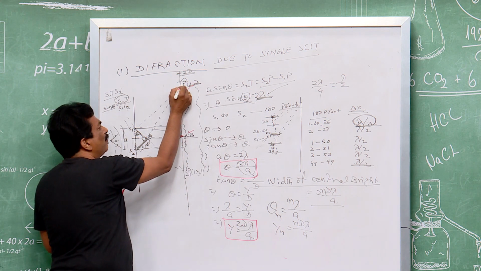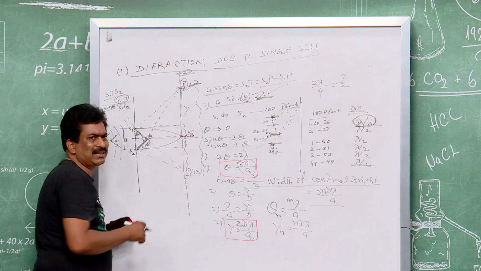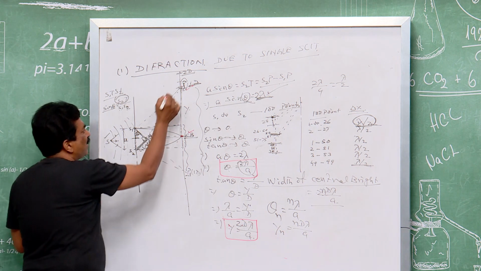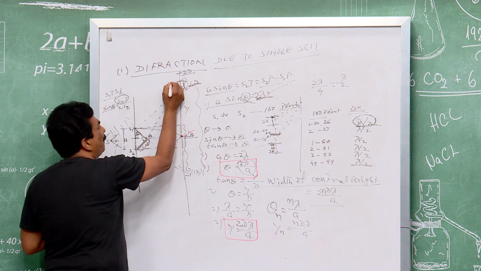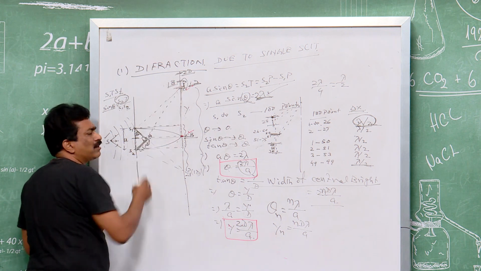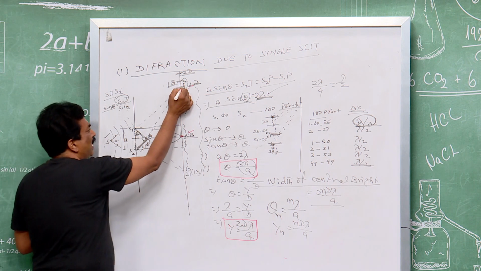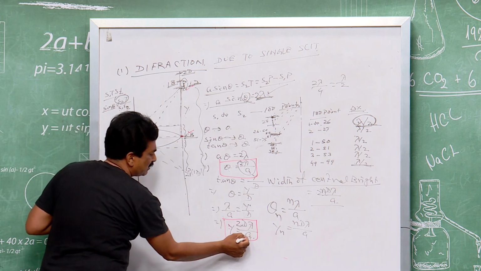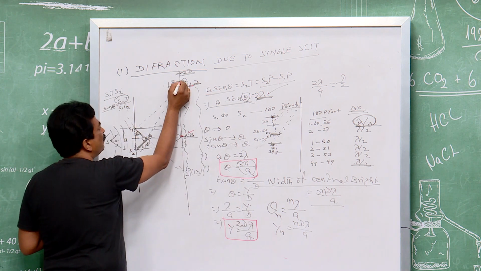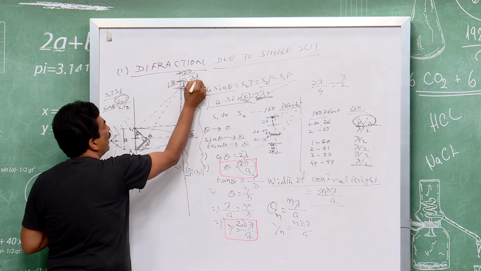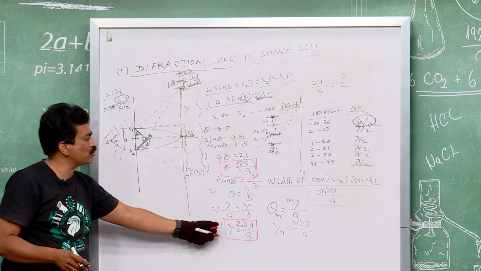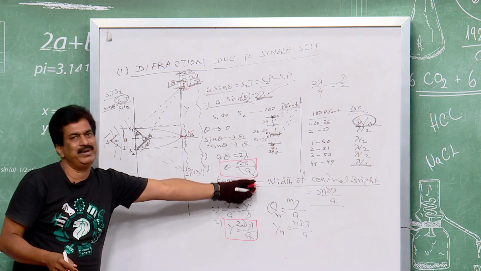Similarly, for the bright, from one dark to another dark, the midpoint will be the maximum. So that maximum will be the first bright. From the first dark to the second dark, that will be the first bright. This is lambda by a. You see, this is lambda by a. This one will be 2 lambda by a. Therefore, this point will be 3 lambda by 2 for the bright one, and you will also have the same fringe width.